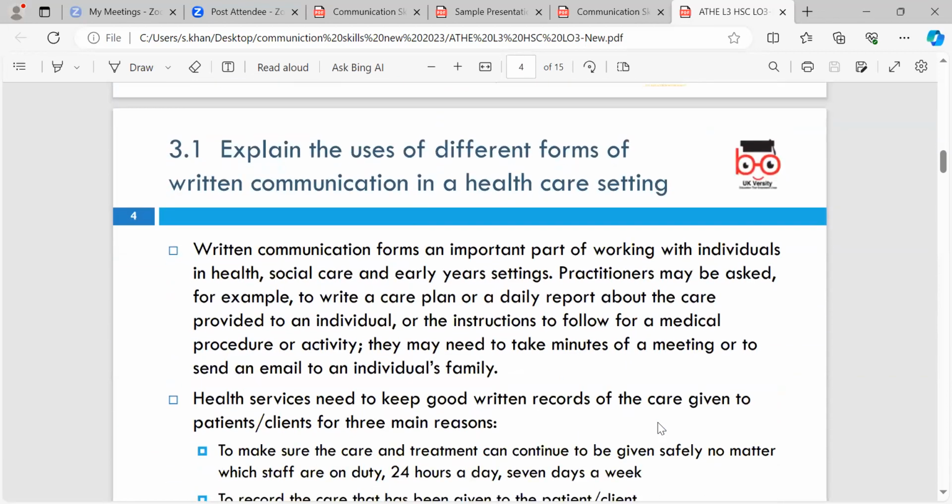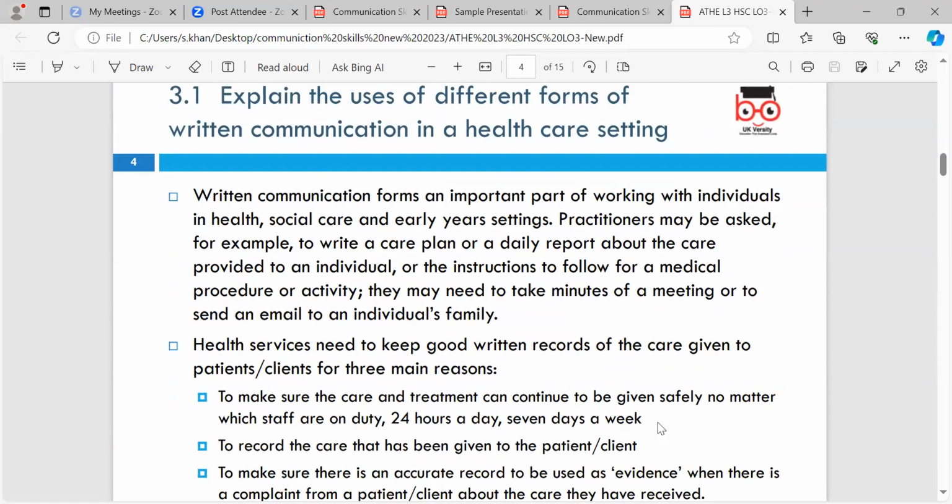3.1. Explain the uses of different forms of written communication in a health care setting. So written communication forms an important part of working with individuals in health, social care and early years settings. Practitioners may be asked, for example, to write a care plan or a daily report about the care provided to an individual, or the instructions to follow for a medical procedure or activity they may need to take, minutes of a meeting, or to email an individual's family.